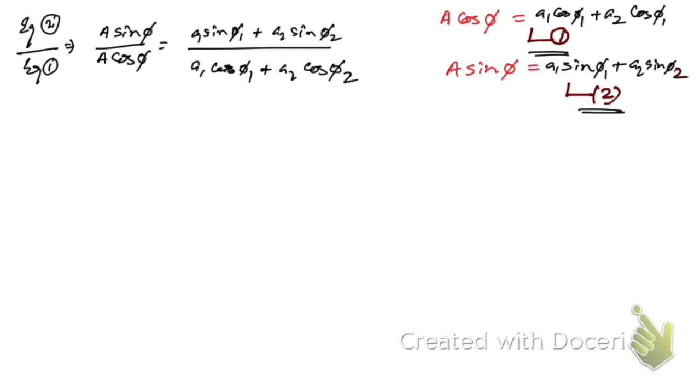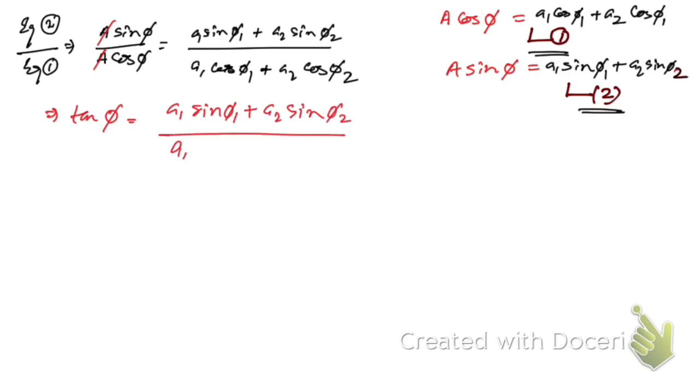Here you see A cancels, so we're going to have tan phi equal to a1 sin phi1 plus a2 sin phi2 divided by a1 cos phi1 plus a2 cos phi2. That means phi is going to be the tan inverse of this. That's why phi is equal to the tan inverse of this.